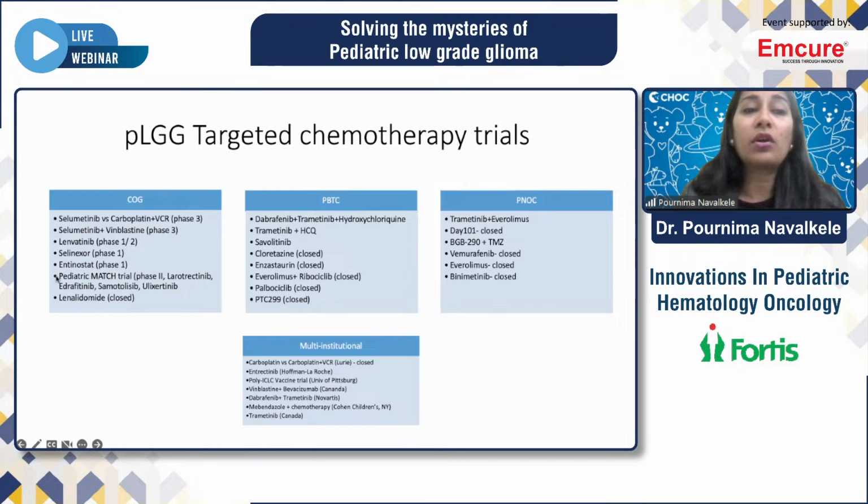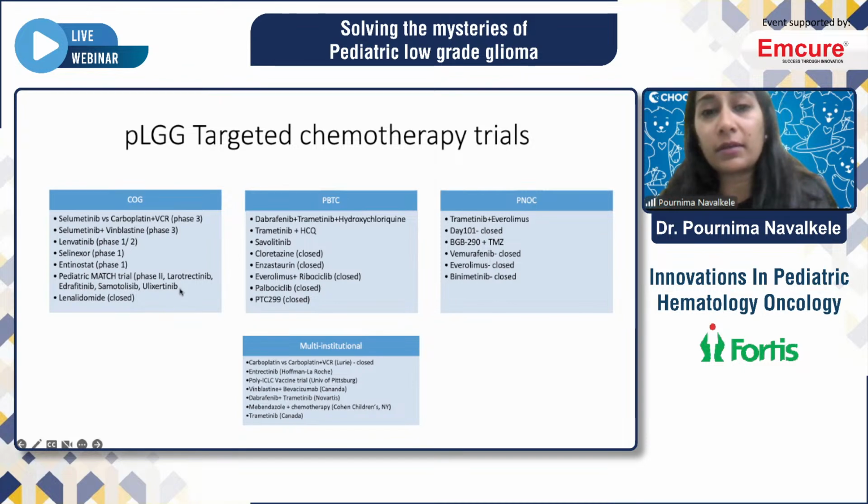It's specifically called the Pediatric MATCH trial, and that's directed towards patients who have recurrent relapse tumors, and it's a phase 2 trial. And currently, the drugs which are offered are larotrectinib, erdafitinib, samotolisib, and ulixertinib.